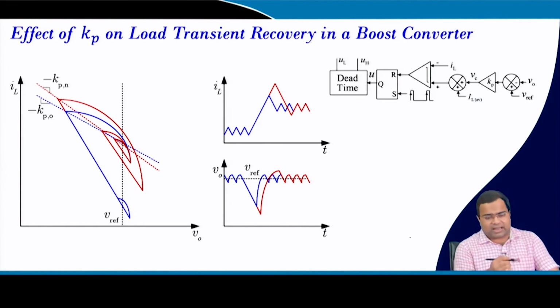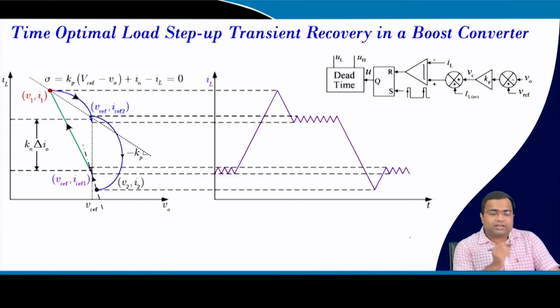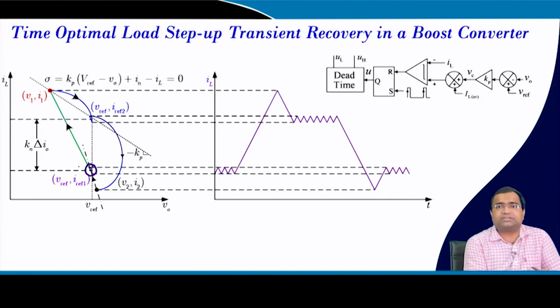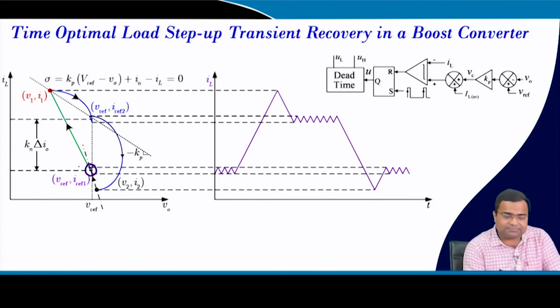So, if you choose a larger gain, you will get more overshoot, and that we have discussed. So, you have to be careful about the optimal recovery. If you derive this optimal recovery, this was our initial steady state behavior before the load transient step takes place, and this is after the load transient.